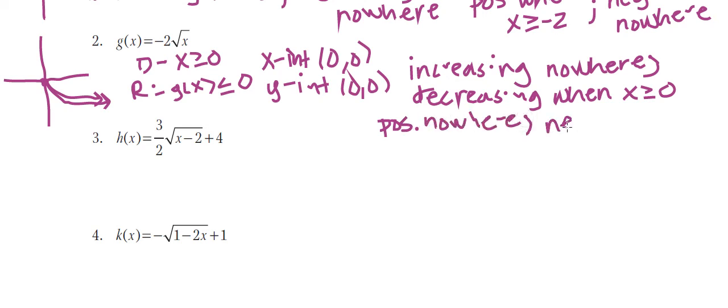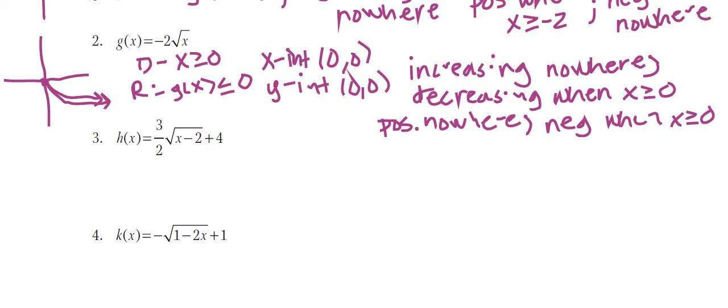And it is negative when x is greater than or equal to 0. Then we know that as x increases, g of x approaches negative infinity. And as x decreases, g of x does not exist. So that's number 2 there.